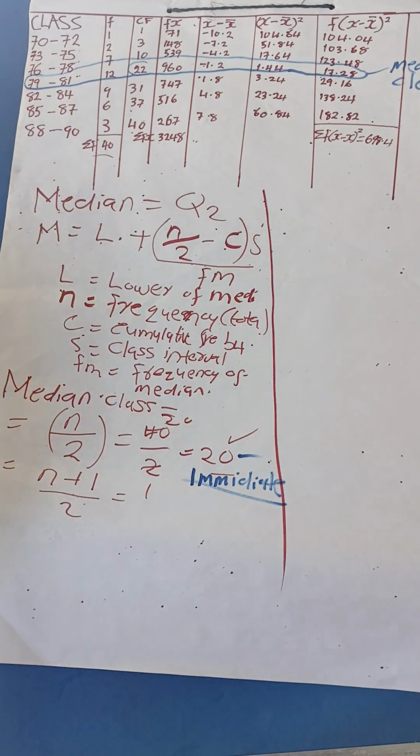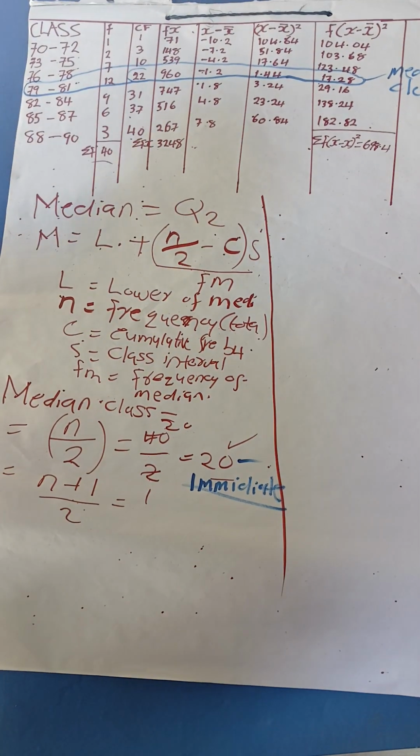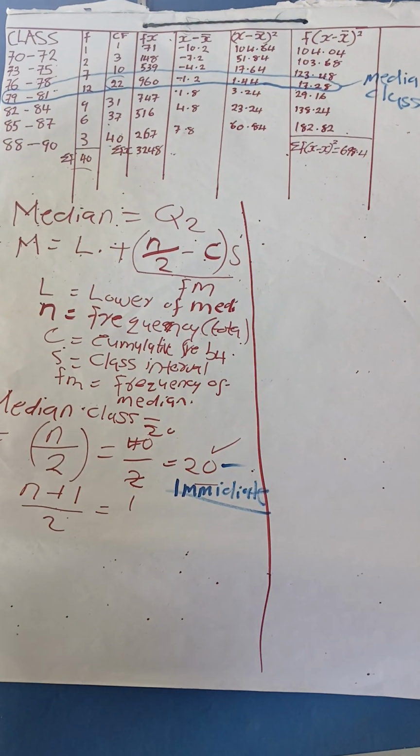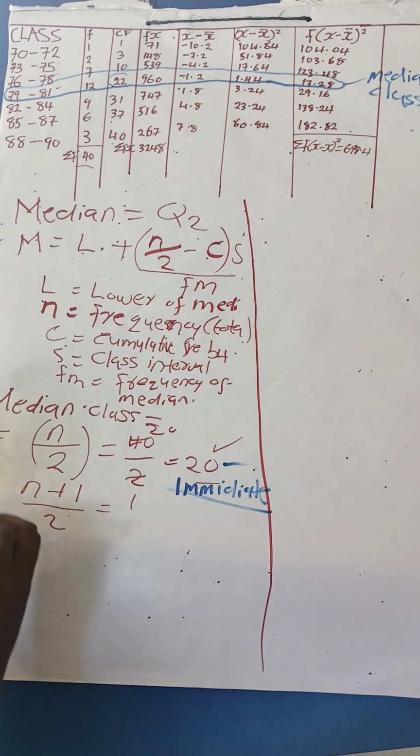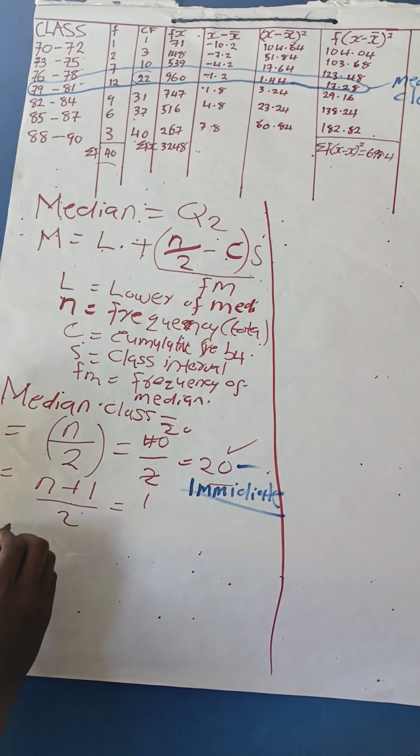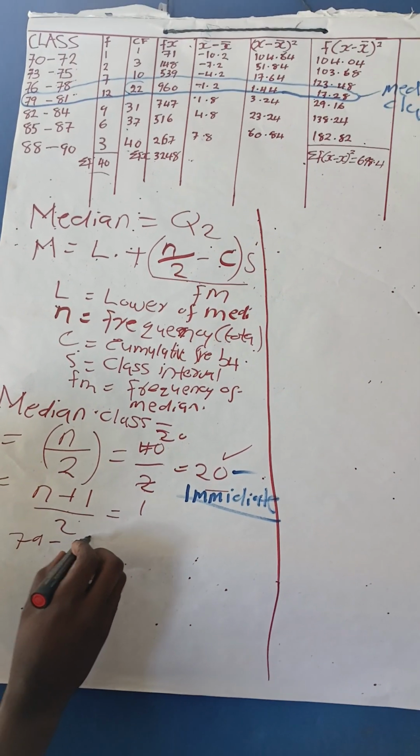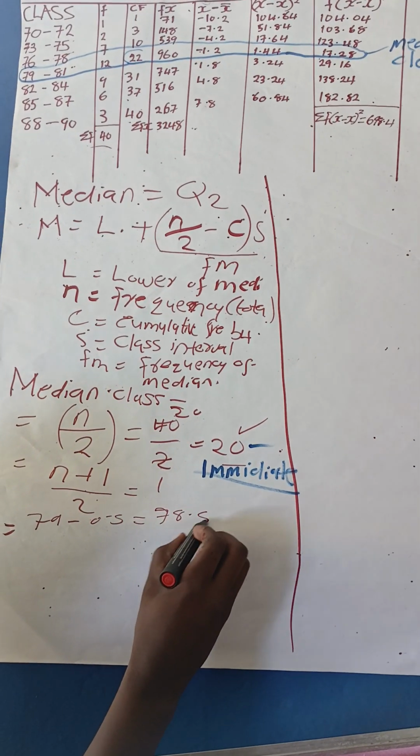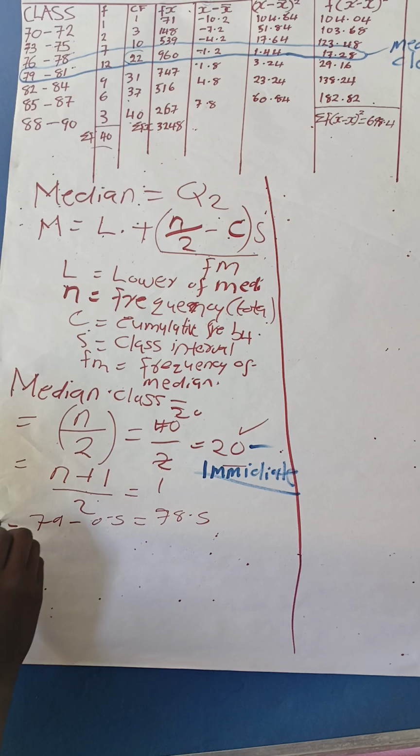Good. Now that we have realized our median class, we go to our formula. Our lower class in that case will be what? If the class is 79 to 81, our lower class will be 79 minus 0.5, which gives 78.5.